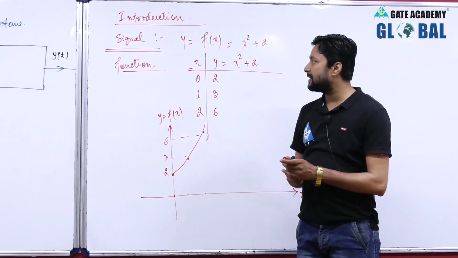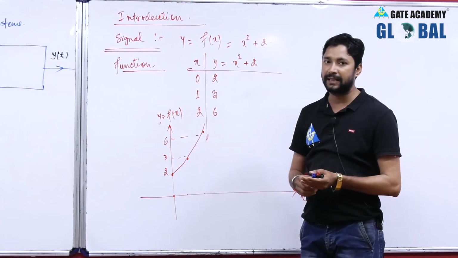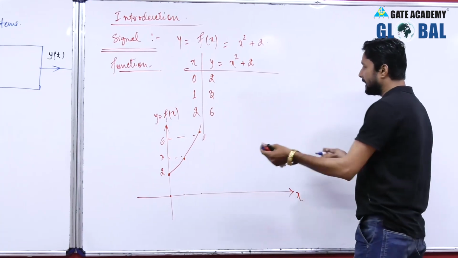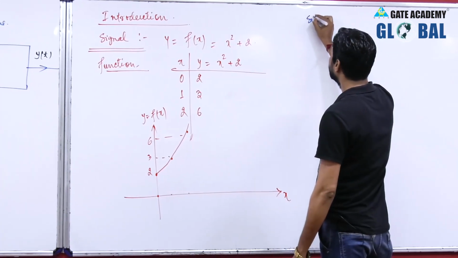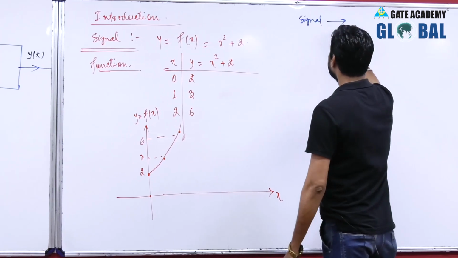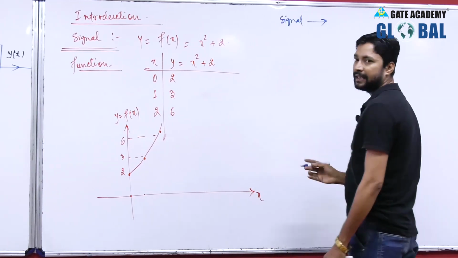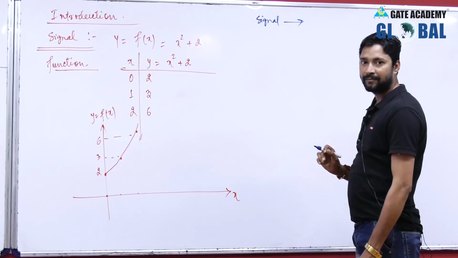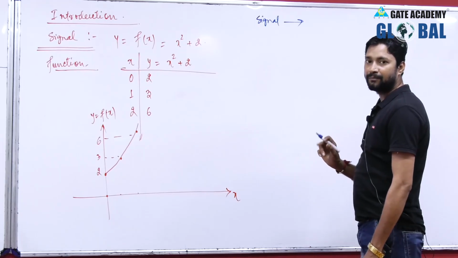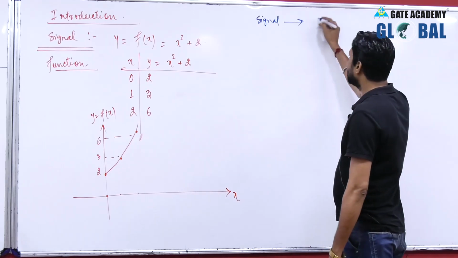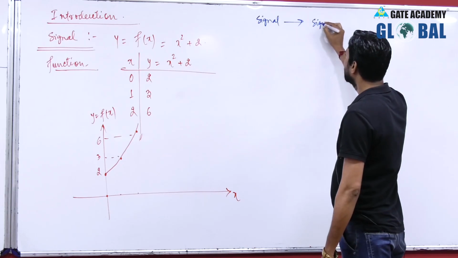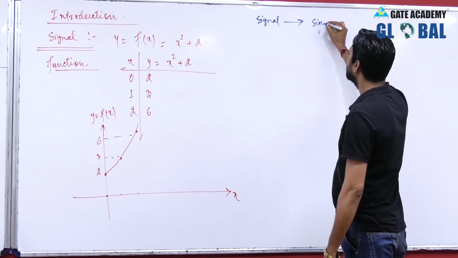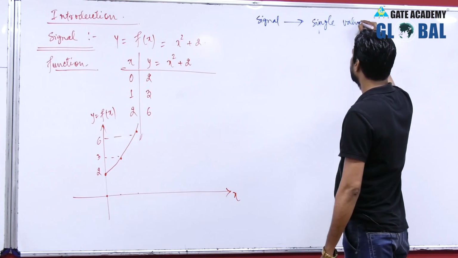So what is the basic difference between signal and function? The only one difference: there are two types of functions. One is single valued and the other is multiple valued. So signal is a single valued function.